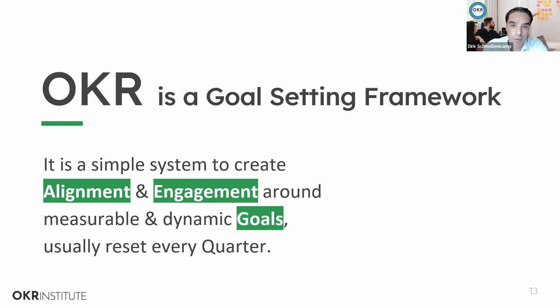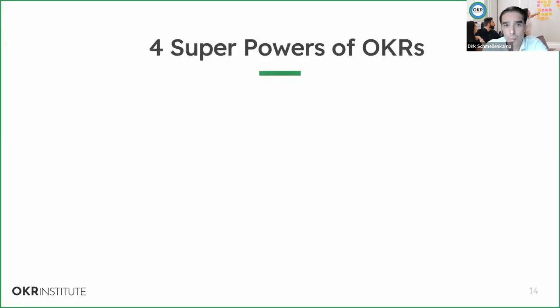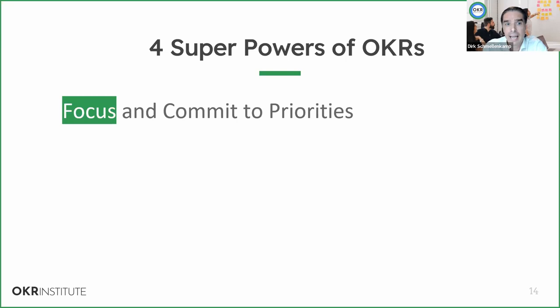The four superpowers of OKRs: first, focus and commitment to priorities. What does it mean? I will cover that in the upcoming slides. What is, for example, the difference between KPIs and OKRs? OKRs are really there to focus on one essential part. Maybe you have only one OKR, two OKRs, that's it.